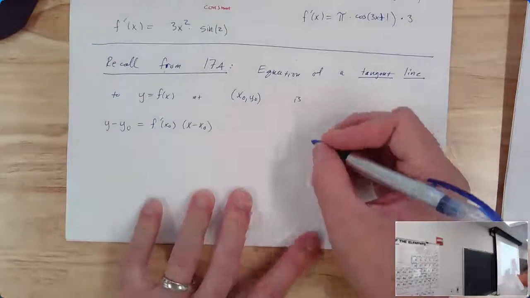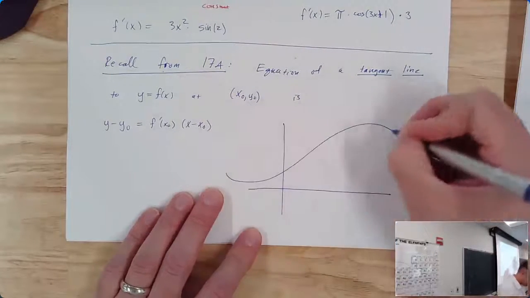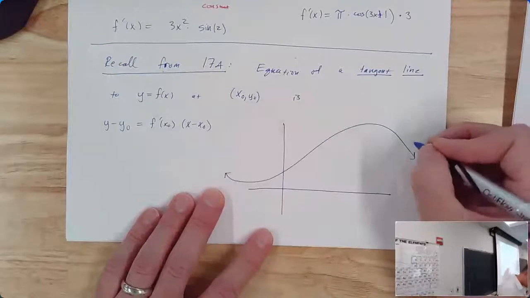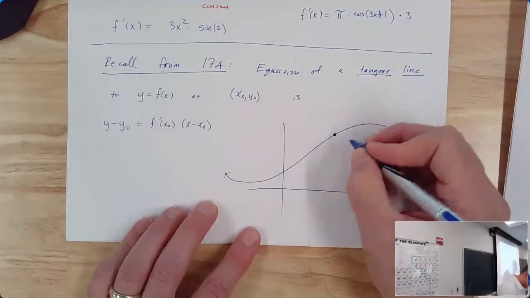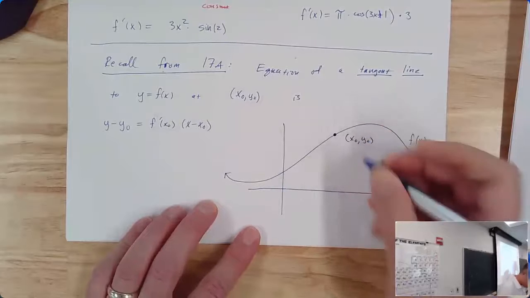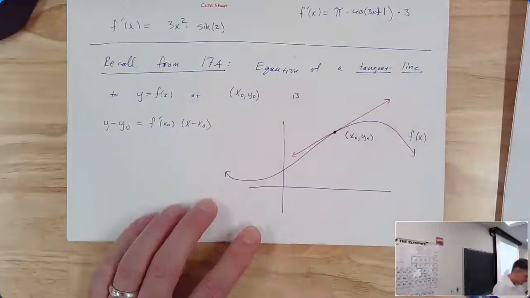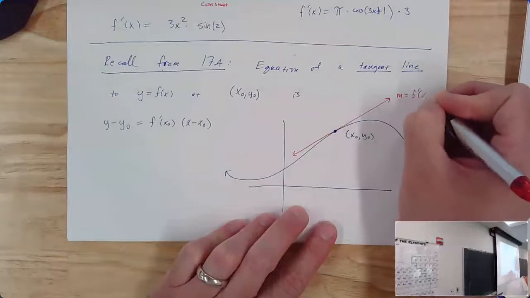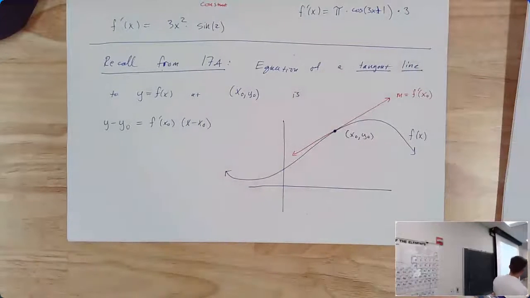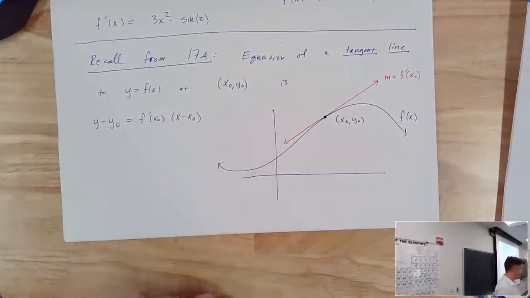So I do want to draw a picture though, because I like that picture. If our function looked, I don't know, something like that, and we wanted to find the equation of the tangent line at the point x naught comma y naught, well, the slope of that line is just the derivative at that point, f prime of x naught. So hopefully that helps you see it a little bit better. I really am just using the point slope form: y minus the y coordinate is equal to the slope times x minus the x coordinate.